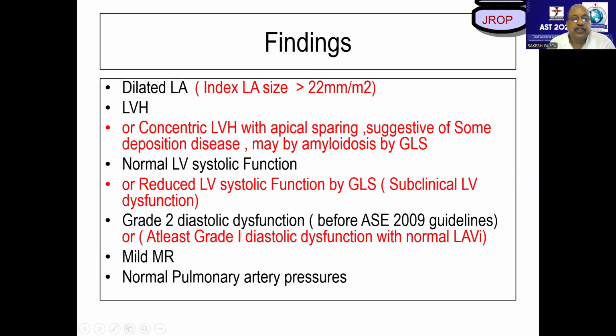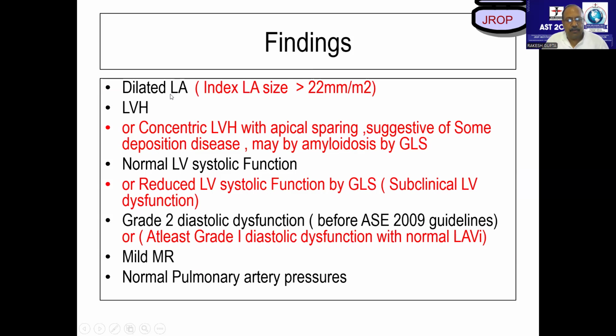All right. So what are the changes? The index was 26, no, sir? Indexed LA volume more than 34 has to be abnormal. 26 is normal. More than 34 is abnormal. Okay. So my findings have changed.